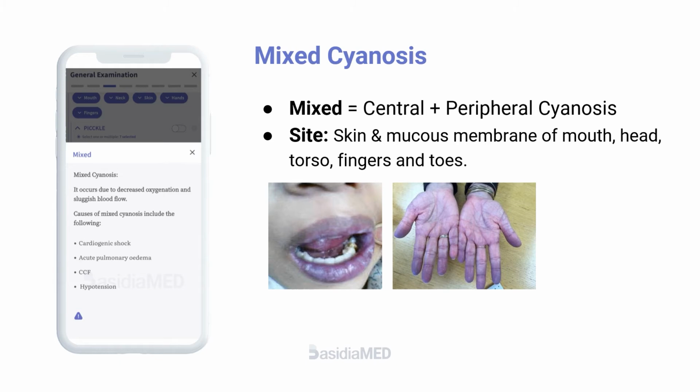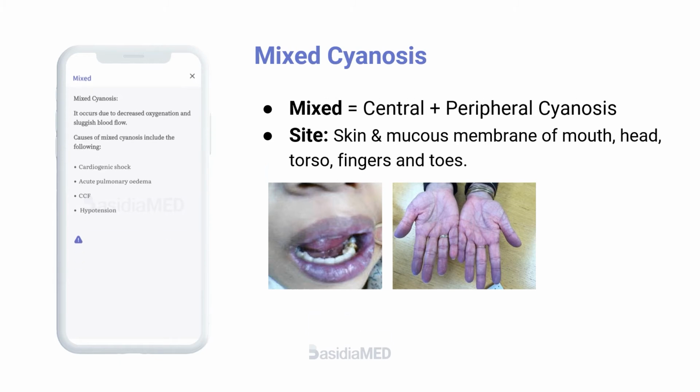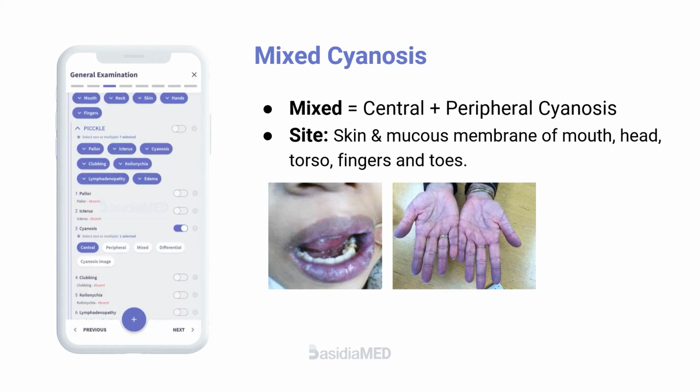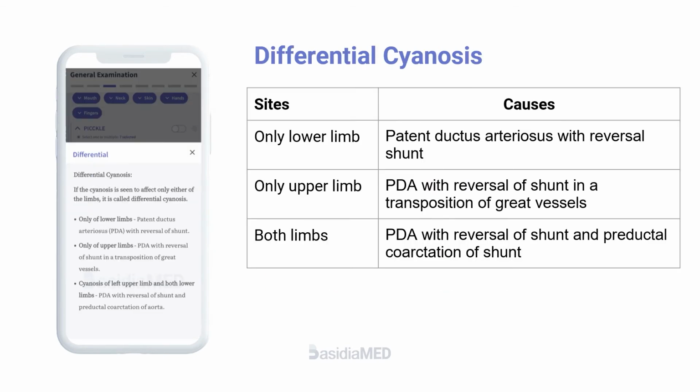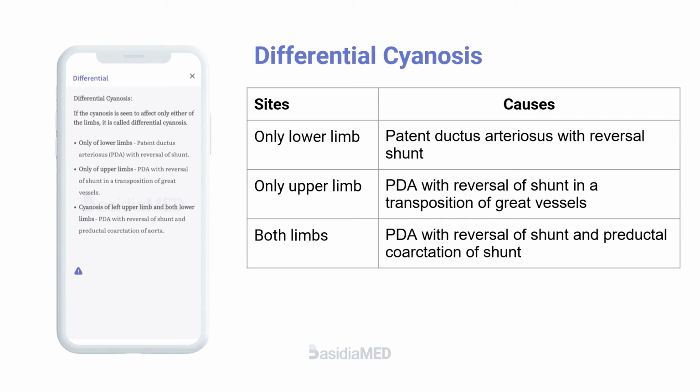Mixed cyanosis is a combination of central and peripheral cyanosis, that is, decreased oxygenation, with sluggish blood flow. The underlying pathology in the case of mixed cyanosis is often cardiac in origin, such as cardiogenic shock and CCF. If the cyanosis is seen to affect only either of the limbs, it is called differential cyanosis.